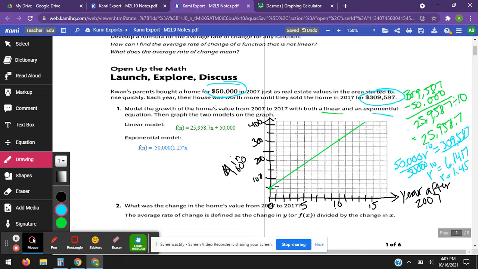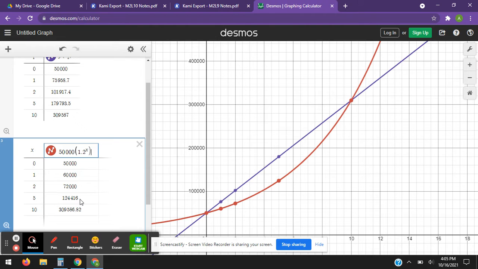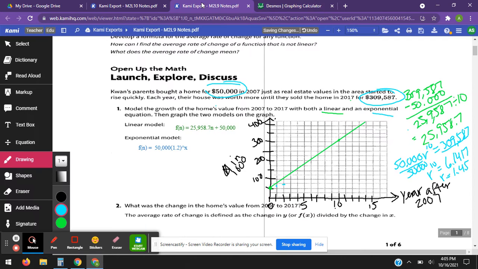So 60 right here. 72 is going to be just under here. And then what was another one? 5 was 124, so 5 was right at that. That's 150, so 124 would be right about here underneath that. And then 10 was up here with the 309. If I were to connect these, see how there's kind of a curve involved in here.